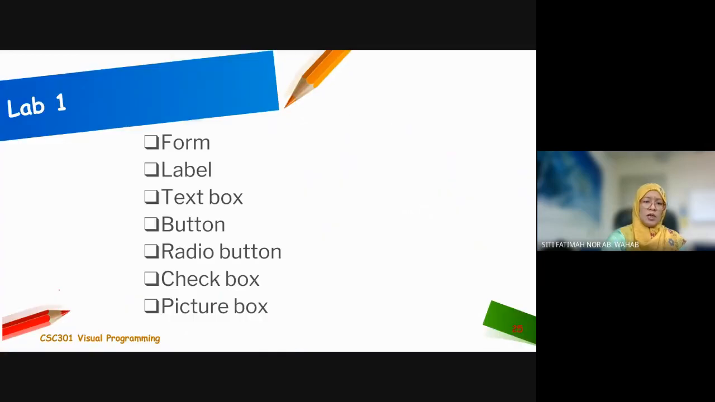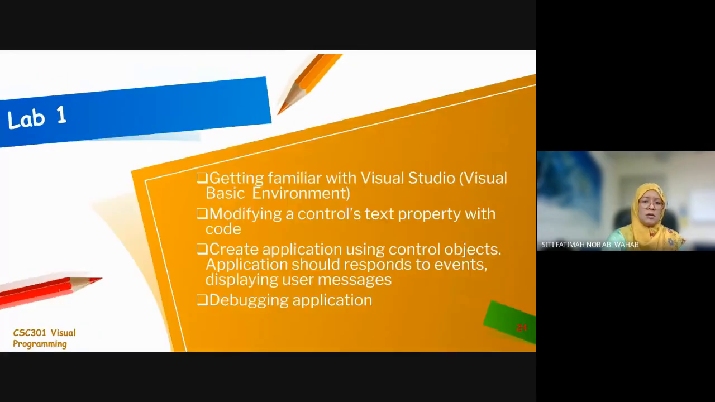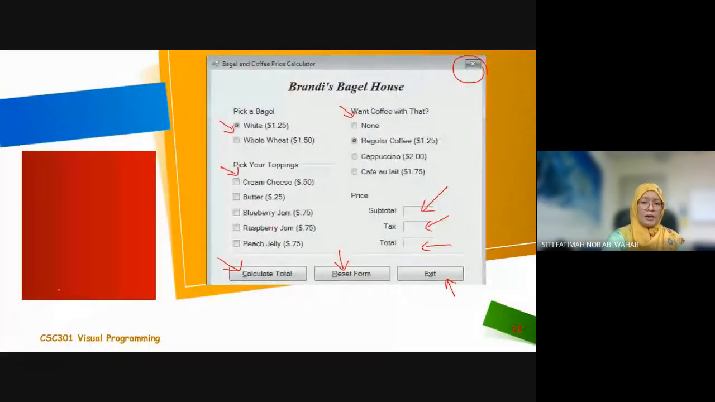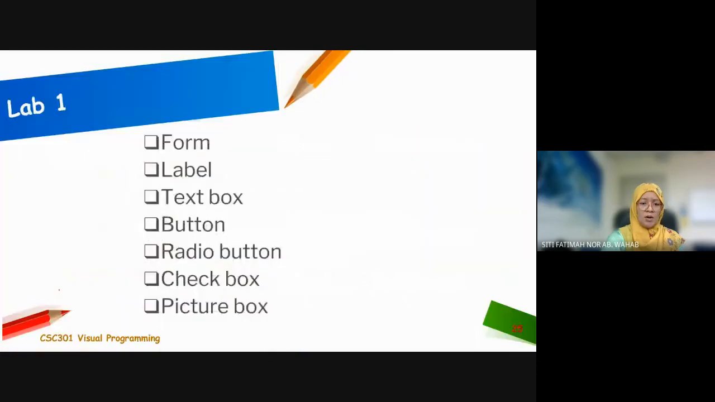So, what are the examples that you can use? This is one of the examples, but there is no text box. There is no picture box. So there are seven things that you need to include in your application.